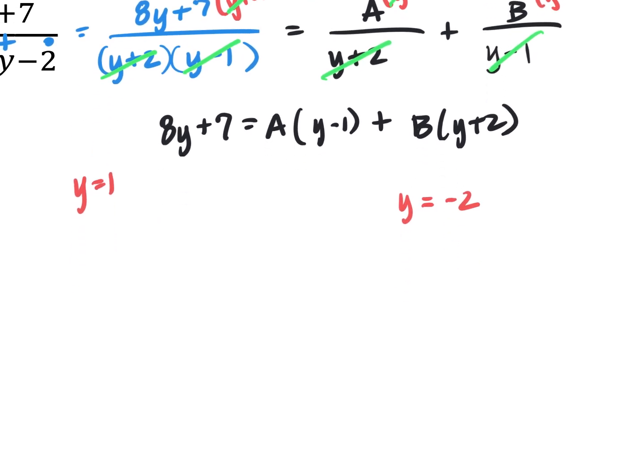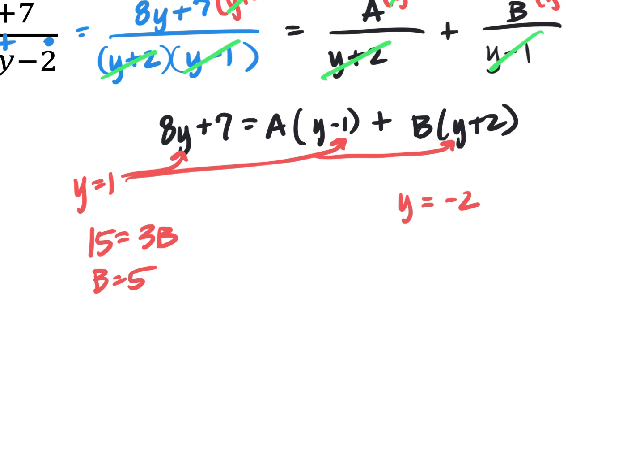If y is 1, what's 8 times 1? 8 plus 7 is 15. So I'm going to have 15 equals, how many A's? 0. I don't even have to write it. How many B's? 3. So 15 equals 3 B's. I got that by plugging it in. What's my B? 5.